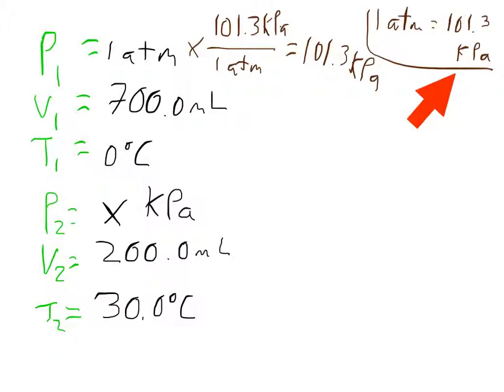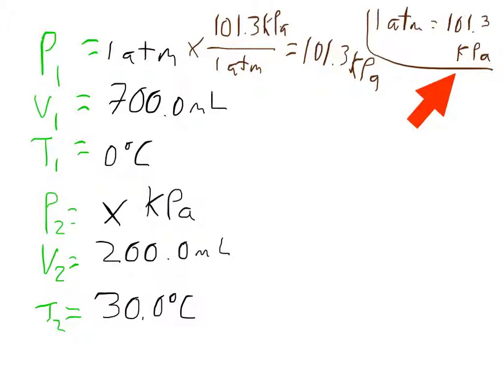Next we'll look at volume. Volume 1 is 700 milliliters, and volume 2 is 200 milliliters. They're both of the same unit, so volume can be either in milliliters or liters as long as both volume 1, the initial volume, and volume 2, the final volume, are in the same units, which they are in this case, so we don't have to change either of the volumes.